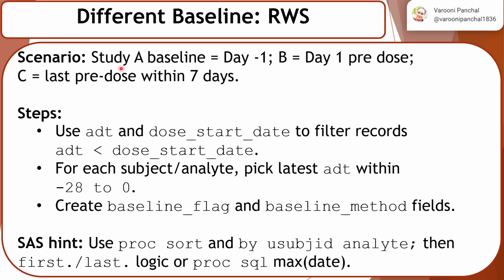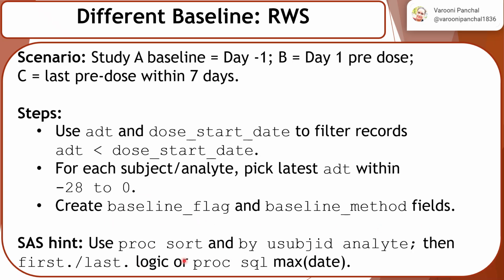Say the scenario here is study A baseline is equal to day -1. In study B it is day 1 pre-dose. In study C it is last pre-dose within 7 days. So you can use ADT and dose start date to filter records where ADT is less than dose start date. For each subject and analyte you can pick the latest date within -8 to 0. Then you can create the baseline flag and baseline method fields.